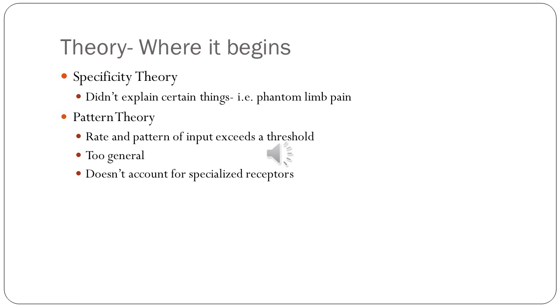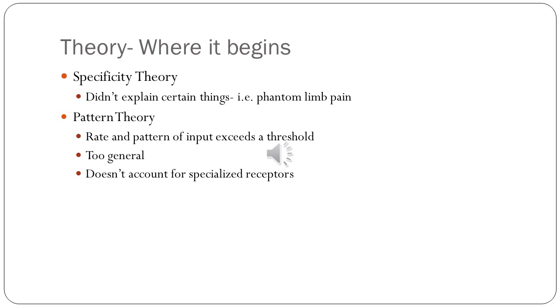Now, one of the weaknesses was that one of the things that couldn't be explained was what's known as phantom limb pain. And what phantom limb pain is, in an individual that has a body limb amputated, there are people who actually experience pain in the limb that's amputated. In other words, their body is actually telling them. For instance, if you have an amputee who had their right arm amputated, they still experience pain as if they actually had the arm.